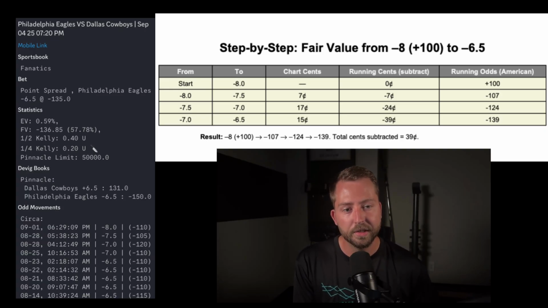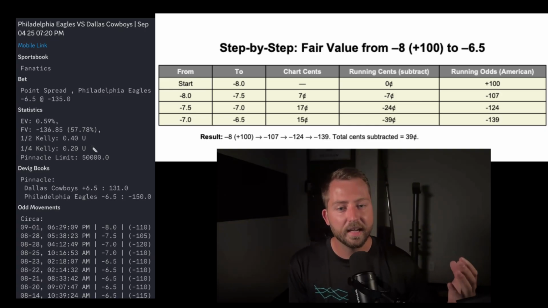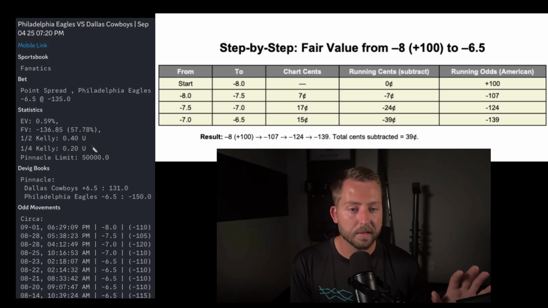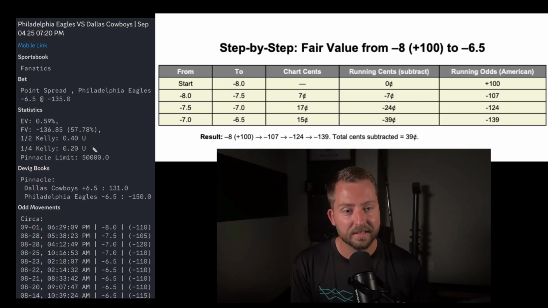So like I said, we are decreasing the payout because we are getting less points that we have to cover. So we go from +100 fair value to -107 fair value on that first move from -8 to -7.5. But now we start crossing the key numbers, and those values start being worth a lot. So we go from minus 7.5 to minus 7, which we put at 17 cents of value. So now our total movement so far is a combined total of minus 24 cents.